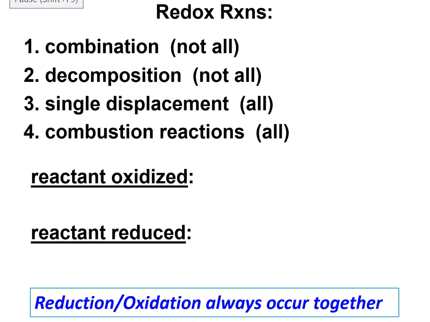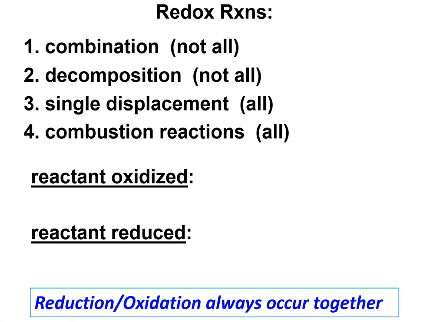We're going to start looking at some redox reactions, and the first thing I want to emphasize is that this definition overlaps with the standard 4 types of reactions that we've already seen. So it's not that a reaction is either a single displacement or redox, it can be both. And in fact, all single displacement reactions are redox, all combustion reactions are redox, and sometimes we'll see these other two, combination and decomposition, being redox as well.